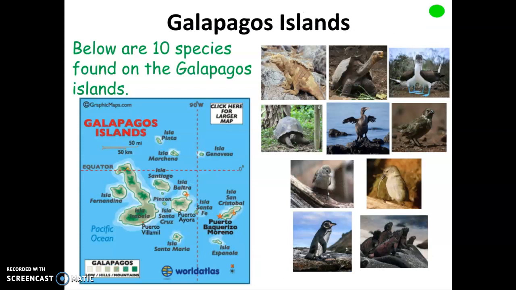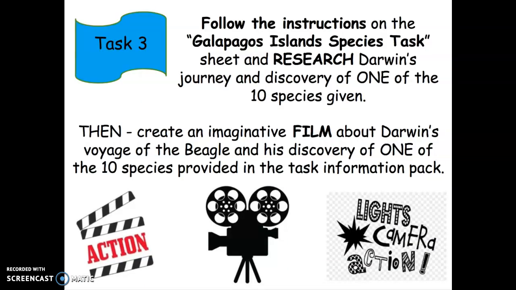And then you're going to find out about one of these 10 species that are found on the Galapagos Islands and do some research using a fact file, and also you can Google search it as well. So you follow the instructions for the research task and answer the points that are given. And then if you've got time, you can do a film or a storyboard for a film or a stop motion animation about one of the 10 species.